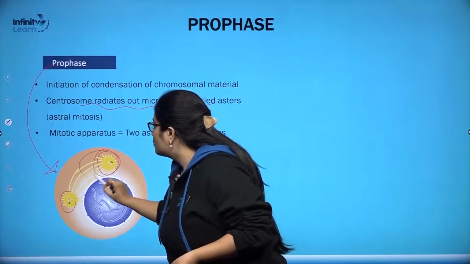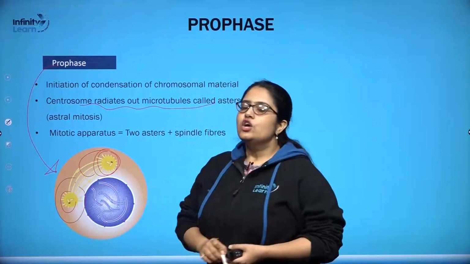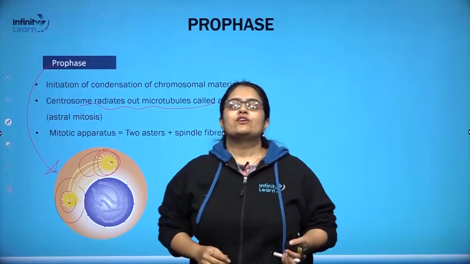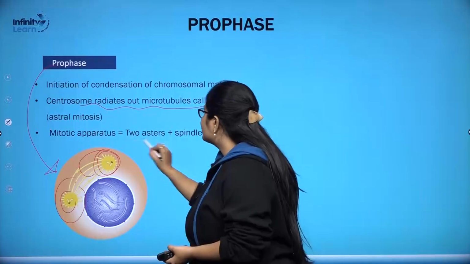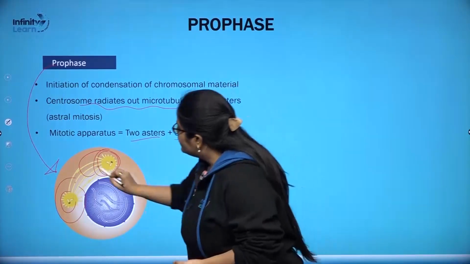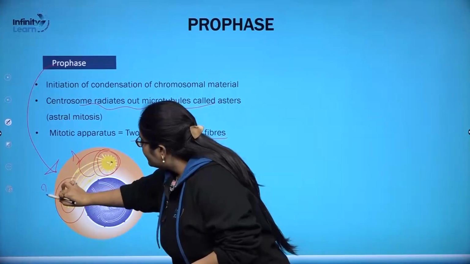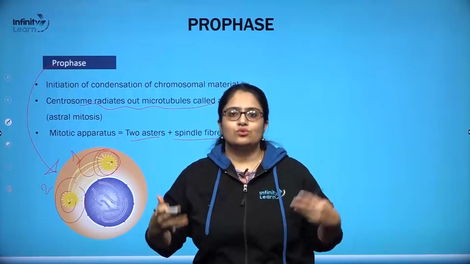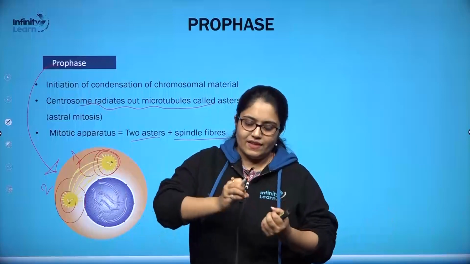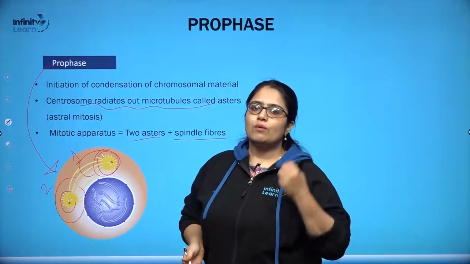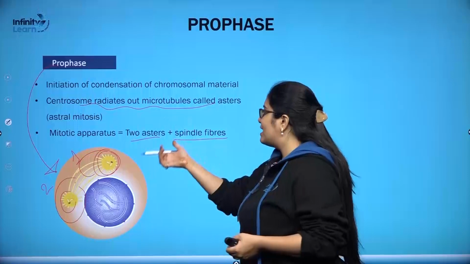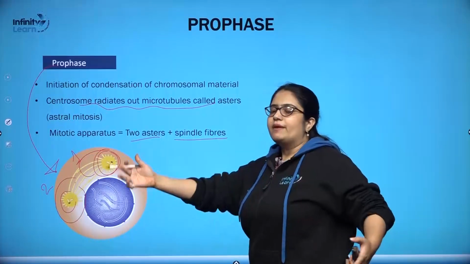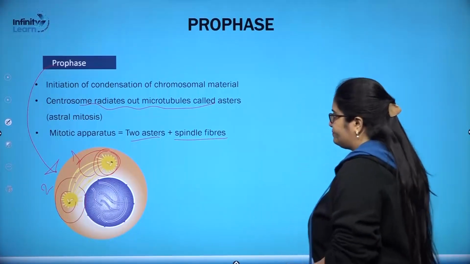So इस पूरे structure को आप क्या कहेंगे? Asters, right? So whenever somebody asks you what a mitotic apparatus is, you can say two asters plus spindle fibers. So this is one aster. This is another aster. What is an aster? Centrosomes radiating out the microtubules. There are two asters. They will radiate out microtubules. So a mitotic apparatus is made up of two asters and the spindle fibers which are coming out from there.